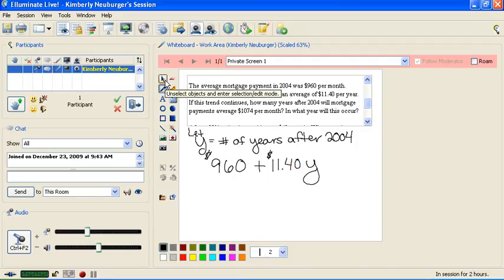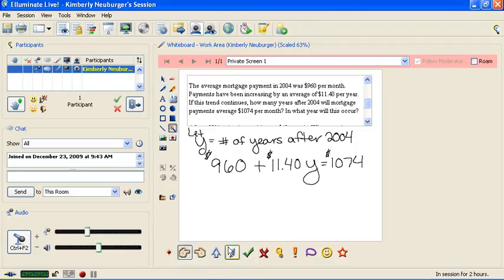Now, what we really want to know is when is this going to be $1,074? So we want to know when is this value equal to $1,074. Now that's the equation that we believe we're going to be solving. Let's read through and see how we got that.